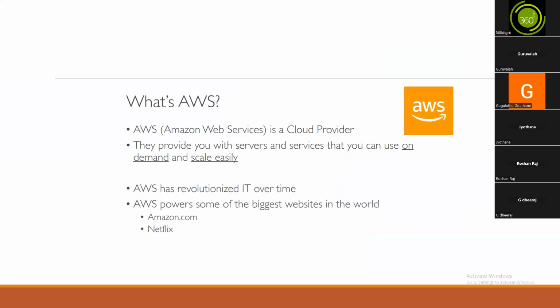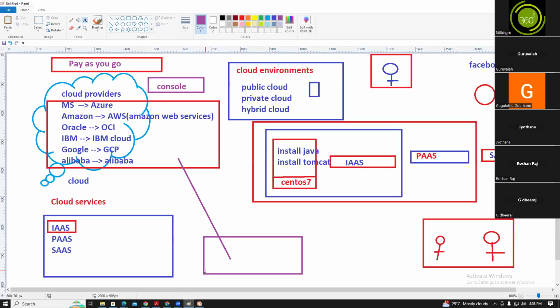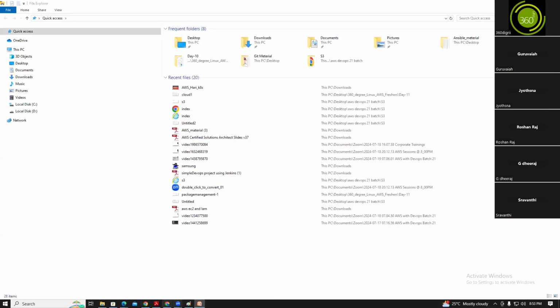So what are we learning in this course, guys? We are learning the AWS cloud in this course. What is AWS? AWS is nothing but Amazon Web Services. They provide services on the web. Amazon provides services on the web, called AWS, Amazon Web Services.